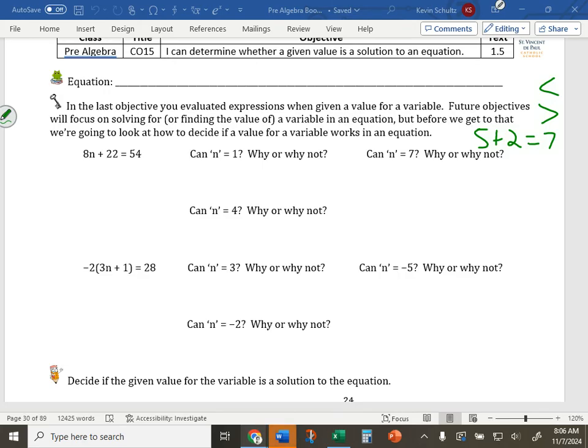So an equation is a mathematical statement, which is how we describe an expression, but an equation tells us something a little bit more. It's a mathematical statement saying two values are the same. A mathematical statement that says two values are the same. 5 and 2 is the same value as 7. Okay?